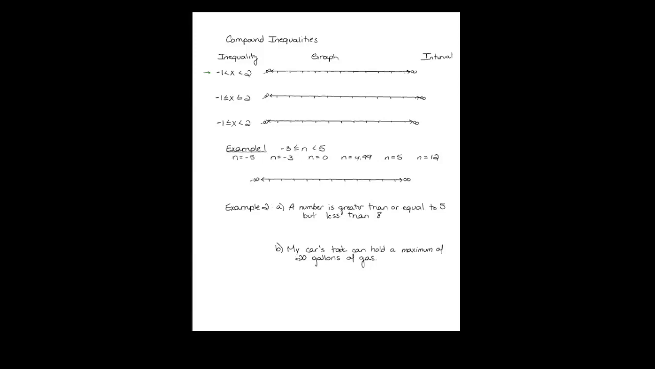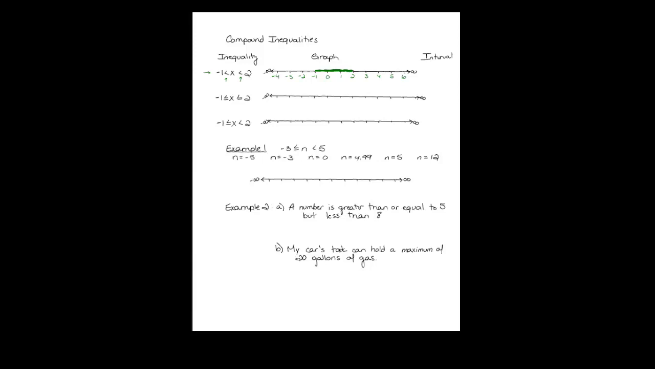So looking at the graph of this, let me start by numbering the number line here: -4, -3, -2, -1, 0, 1, 2, 3, 4, 5, 6. The solution set is going to be everything in between -1 and +2. So I'm just going to shade everything in between -1 and +2. Now you have to stop and think, do we include the endpoints? Because we have strict inequalities here, we do not want to include the -1 or the 2 in our solution set.